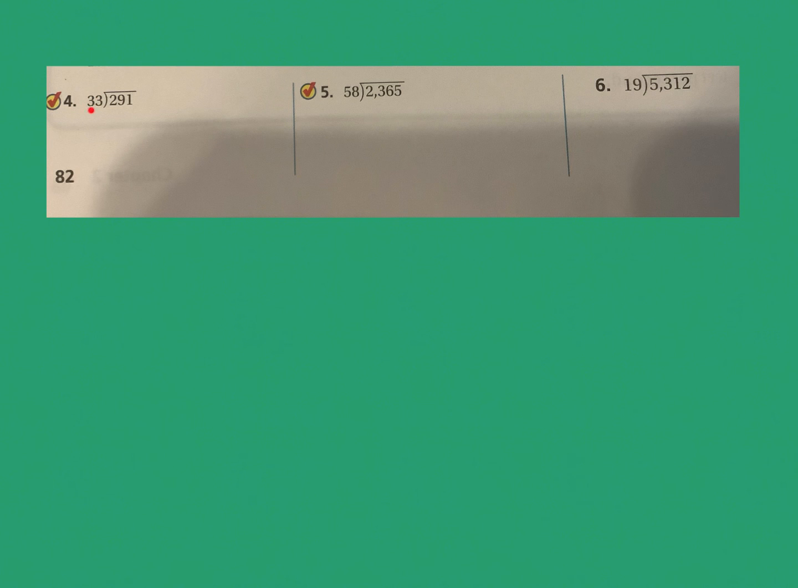Step 1, let me round this. 33, I'm going to round that down to a 30. And as I round down to a 30, I am thinking of my multiples of 3. And as I think of my multiples of 3, I'm thinking of multiples of 3 that are as close to 29, these first 2 digits, as close to 29 as possible without going over. 3 times 9 is 27. That's as close as I can get, so 27 with a 0 on the end for that placeholder. And then 3 times 10 is 30.